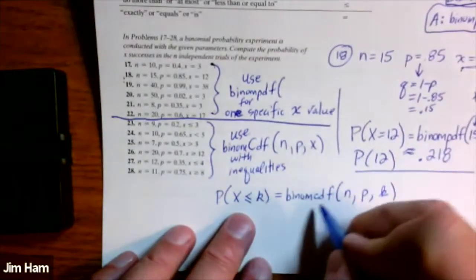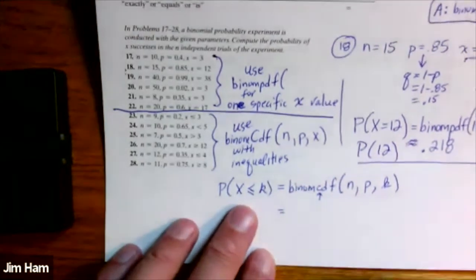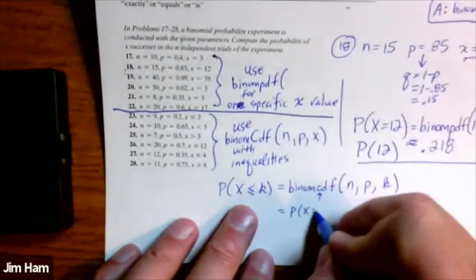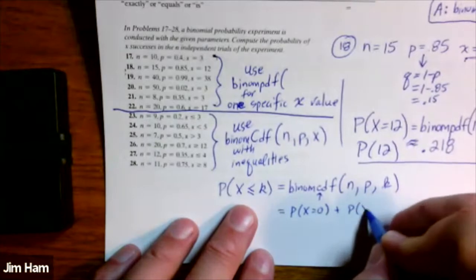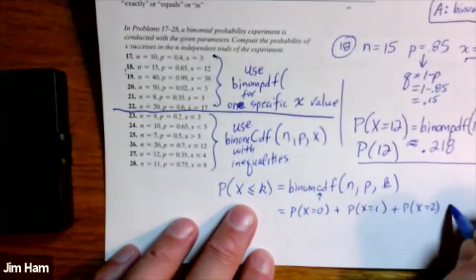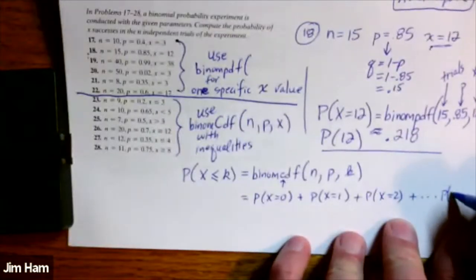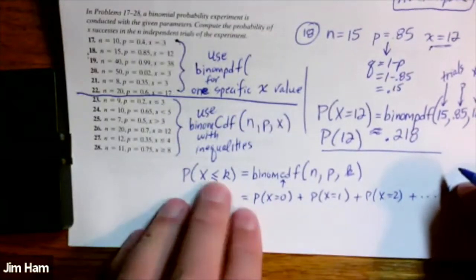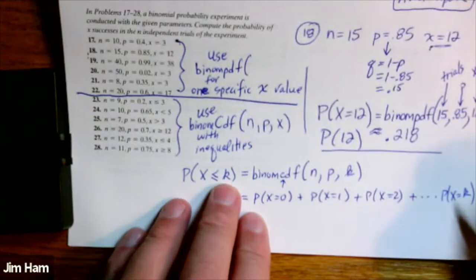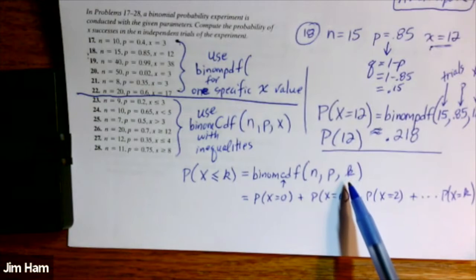So this accumulates. It is equivalent to the probability that x equals 0, plus the probability that x equals 1, plus the probability that x equals 2, plus dot, dot, dot, plus the probability that x equals that last number k. It accumulates probabilities beginning at 0 and ending at this last number k, whatever that is.